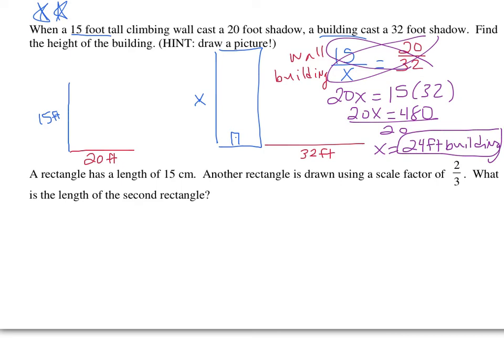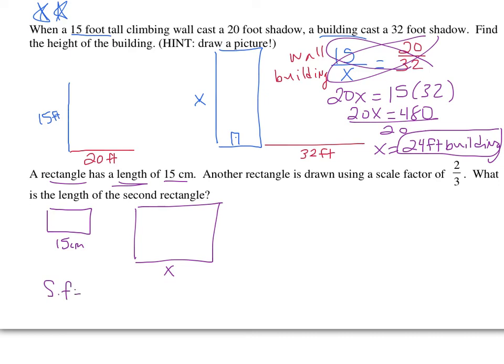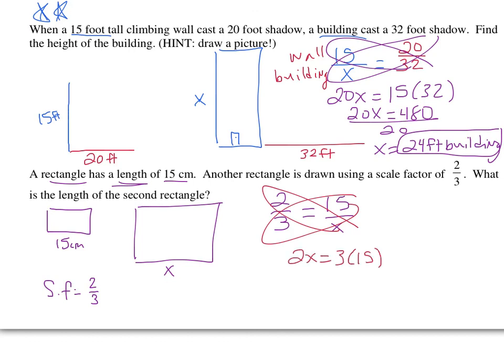All right, so for the next one, we have a rectangle that is 15 centimeters for the length of it, so the length of one of them. We have another rectangle that we don't know what the length of it is, but we have the scale factor is 2/3. So we're going to be using our scale factor of 2/3 and our 15 and our x then to solve for our missing side. So we will get 2x equals 3 times 15, which gives us 2x equals 45. When I divide by 2, I end up with 22.5.